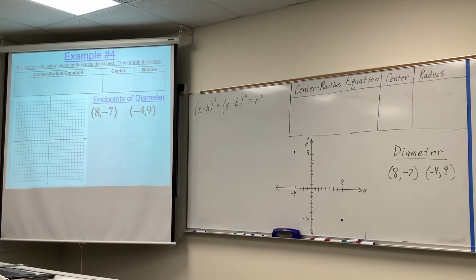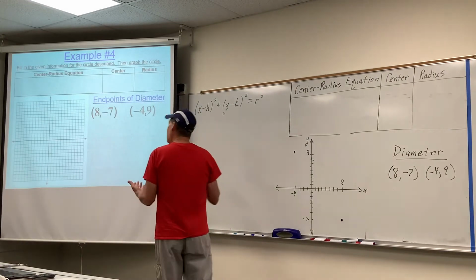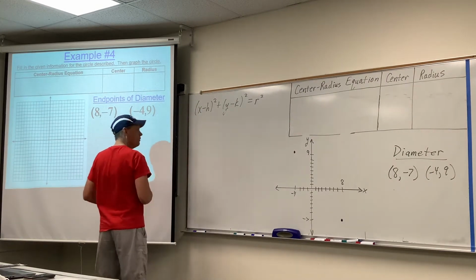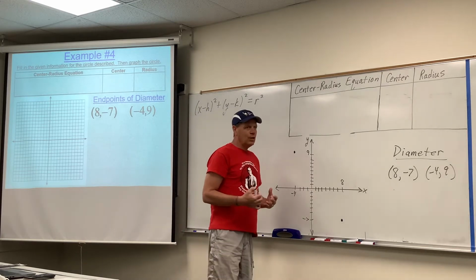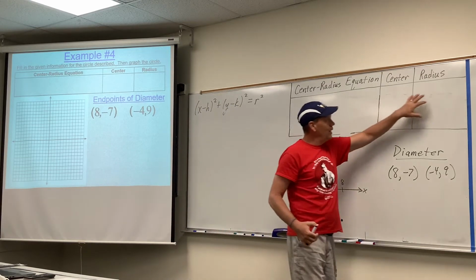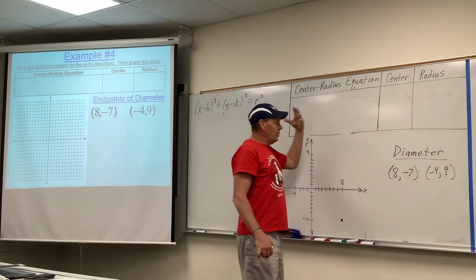All right, here's circles, example number 4. And again, it's just a matter of taking the information given and using logic to figure things out. So we talked about to build the equation of a circle, we need the center and the radius. They didn't give us the center, they didn't give us the radius. How do we build the equation?